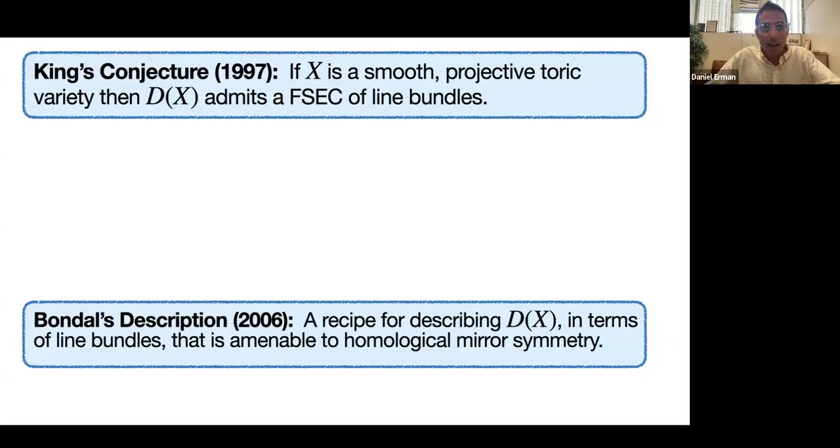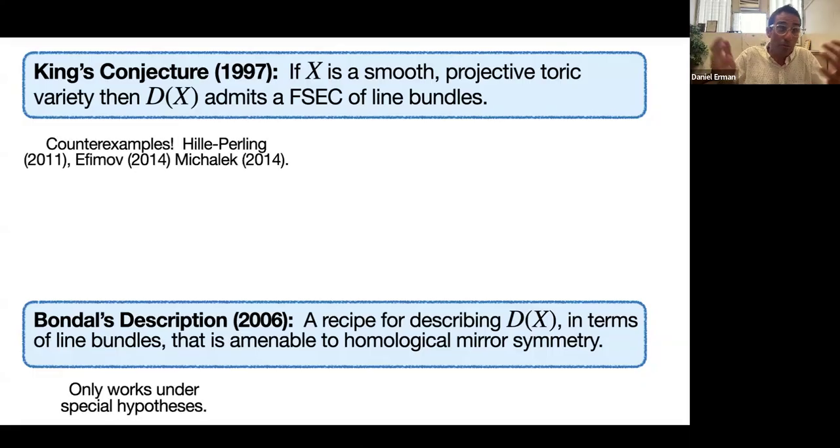I'll note about a decade later, I won't get too deep into this, Bondal gave a recipe for describing the derived category of a toric variety in terms of line bundles, with a desire to connect it to homological mirror symmetry. And King's conjecture was very influential in the toric geometry literature, and Bondal's description was very influential in the homological mirror symmetry literature.